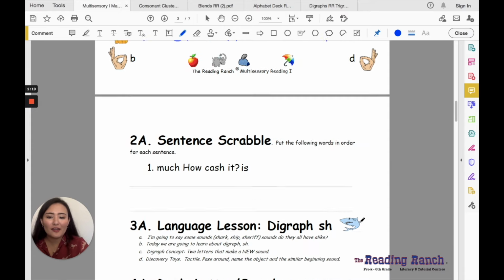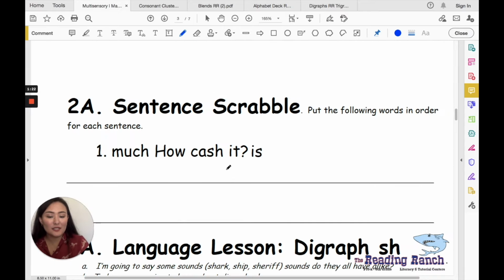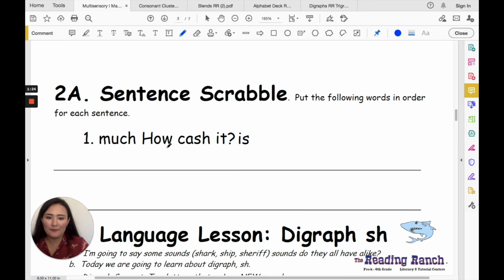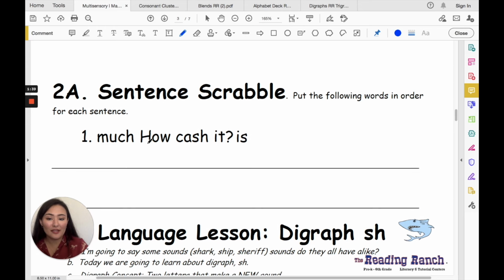Okay, let's keep going. So we have a sentence we need to unscramble, okay? So right now we have much how. Cash it is. Is that a good sentence? Nah. What do we have to have at the beginning of every single sentence? Right, we have to have a capital letter. So this one is going to be our first one, okay? So what do we have to have at the end of every sentence? Right, we have to have a period, but we don't have a period here. We have a question mark. You're right, so that's going to be our last one.